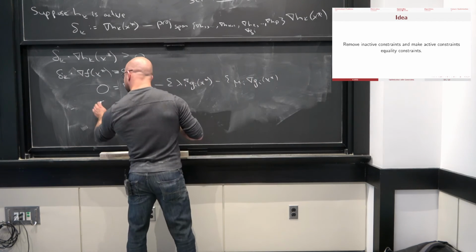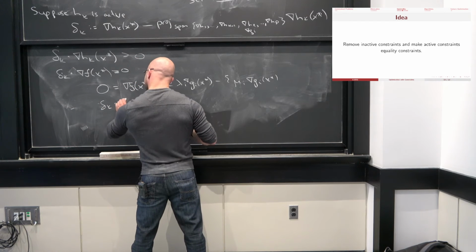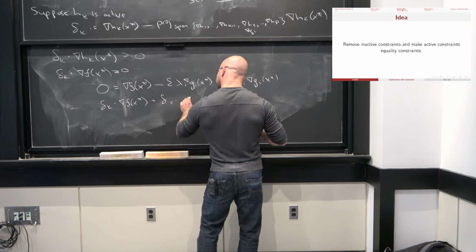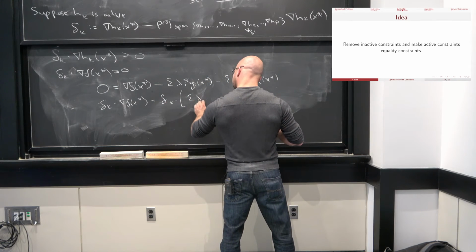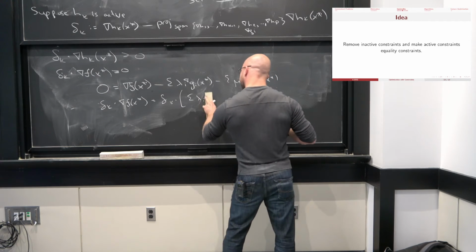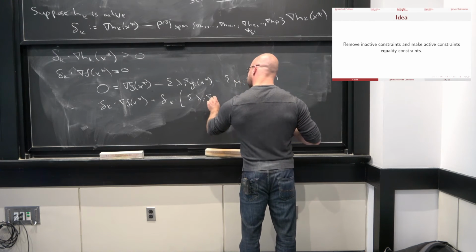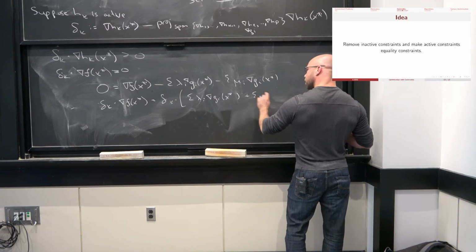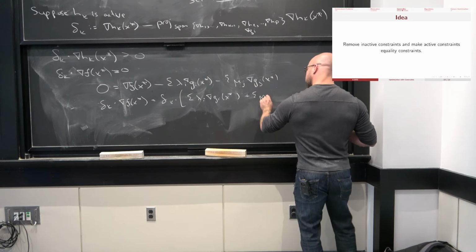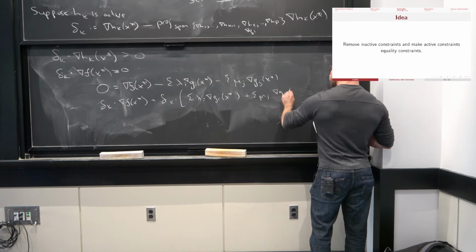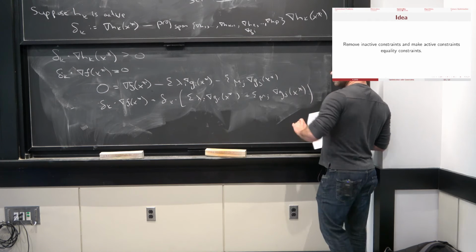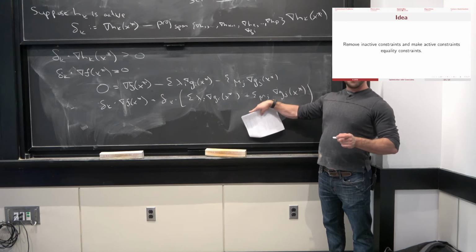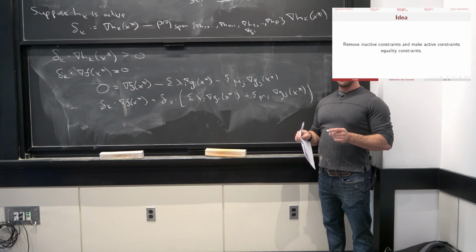So we get delta k dot product grad f at x star is equal to delta k dot product with the sum lambda i grad g i x star plus the sum mu j grad g j x star. Cool? So all I did was take this expression, dot product with delta. Can I simplify this?